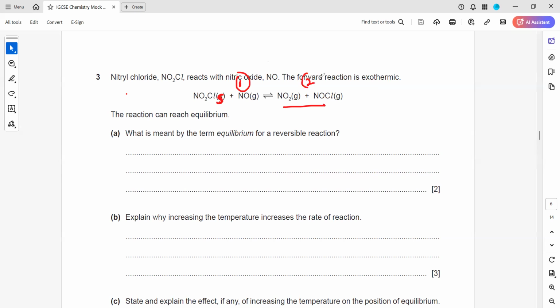And these are 2 moles. So if I increase the pressure in this case, we will ignore the solid. When we compare the effect of the pressure, we always check for the gas. So if I increase the pressure, equilibrium shifts towards the side of fewer moles.